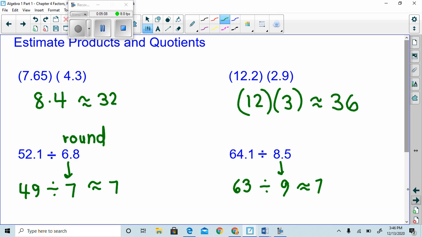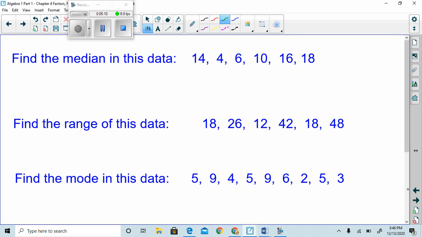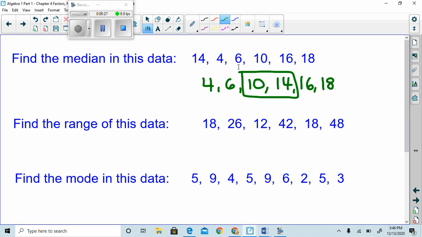From there, we took a look at mean, median, mode, and range. I asked you to find the median. Well, remember when we're finding the median, we'd like to line up these numbers in order from least to greatest. I tend to do that with all of my measures of central tendency, but this is one in particular that really needs to be done in order.